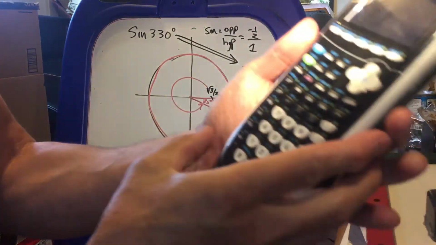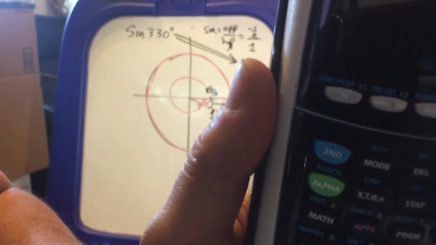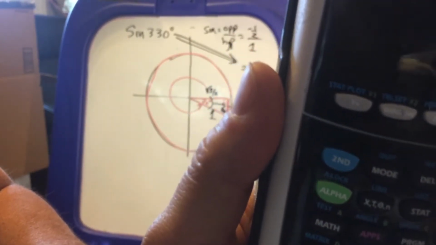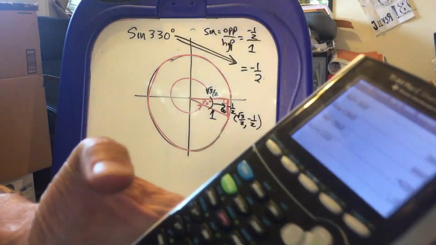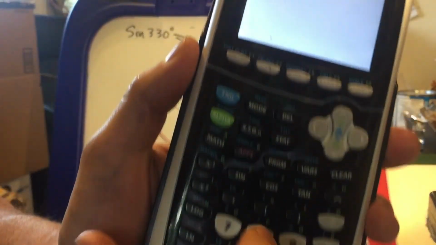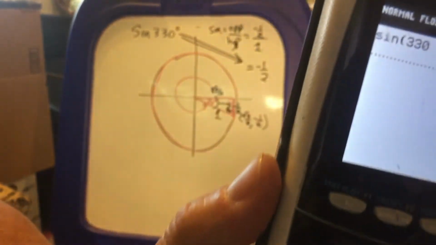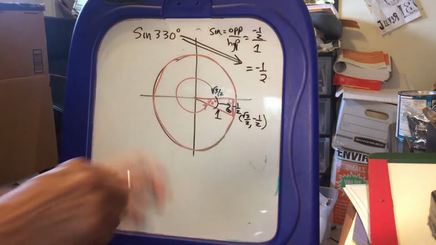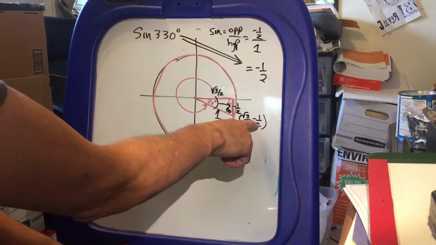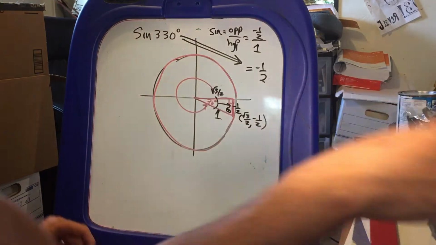My calculator here is in degree mode, and I am going to find the sine of 330 degrees, and it equals negative 0.5, negative 1/2. That's pretty cool. Now I want you to notice that the sine of this 330 degrees is the second number in the coordinate. That is an amazing thing right there that we're going to continue to use.